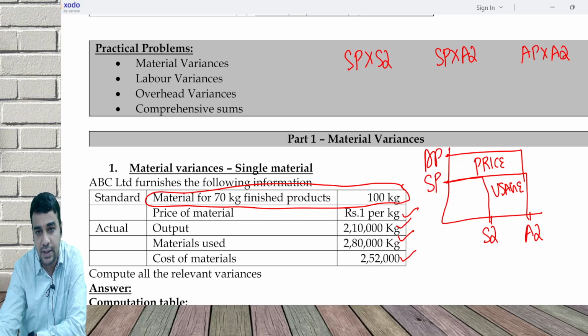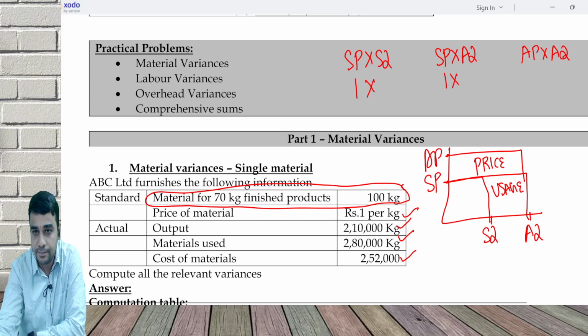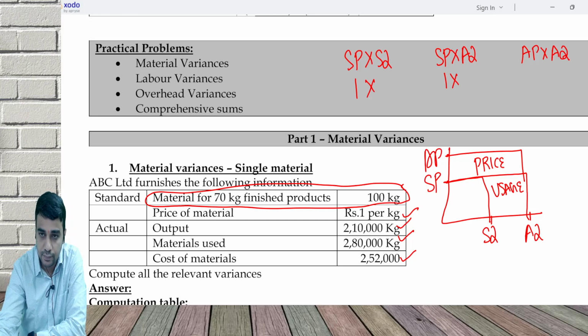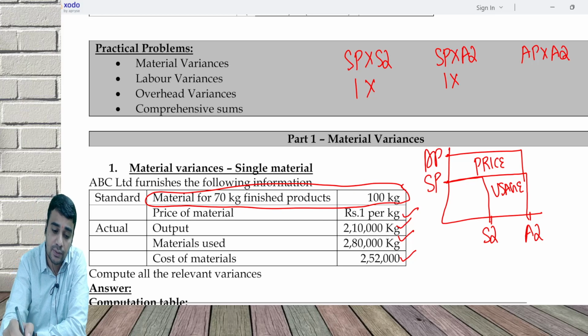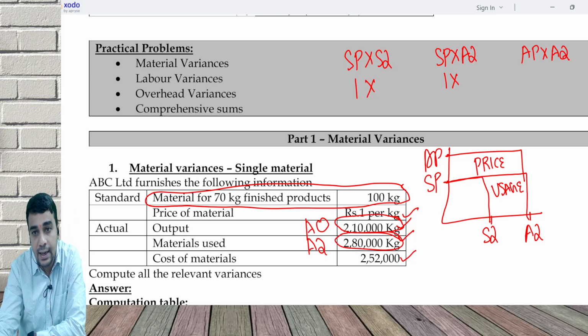What's the standard price given in the question? 1 per kg, two places. Now, actual price is not directly given. They mentioned actual material used is how much? See, this is called AQ, and this 2 lakh 10 is called what? AO. AO will be useful to calculate standard quantity.